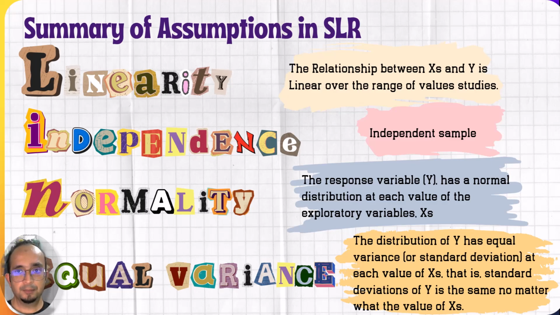So linearity means that the relationship between x and y is linear over the range of values studied, and independence means that we collect the data from independent samples. Normality means the response variable y has a normal distribution at each value of the explanatory variable x. Equality of variance means that the distribution of y has equal variance or standard deviation at each value of x. That is, the standard deviation of y is the same no matter what the value of x.